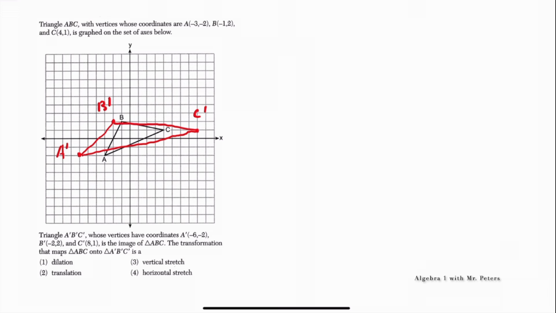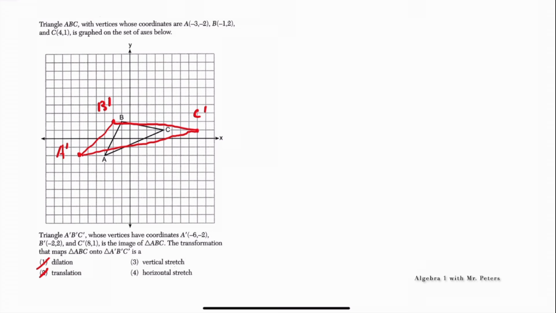Now, when we think about a dilation, we know it cannot be a dilation because only the x values change. The y values did not change. If it was a dilation, typically both of those are going to change. Another thing, dilations typically are not going to change their shape. If you look at the shape of this, it's not the same. So we know that it can't be a dilation. When we think about translation, it cannot be a translation because with translations, the size is not affected. So that's also incorrect.